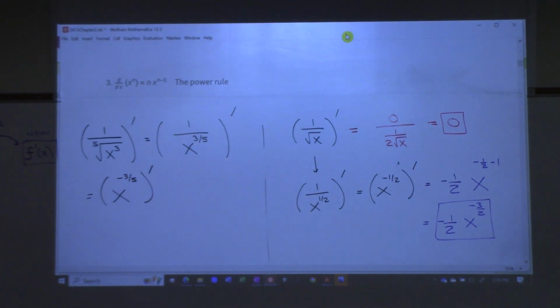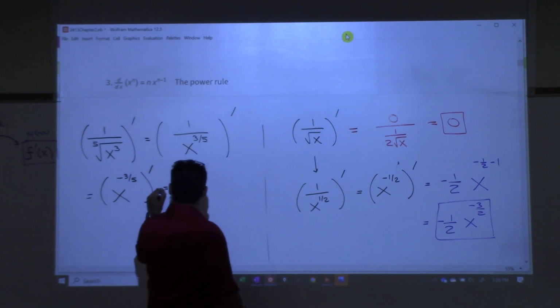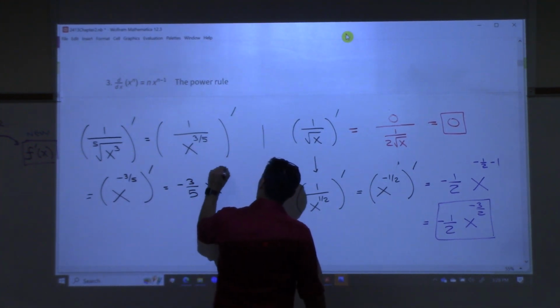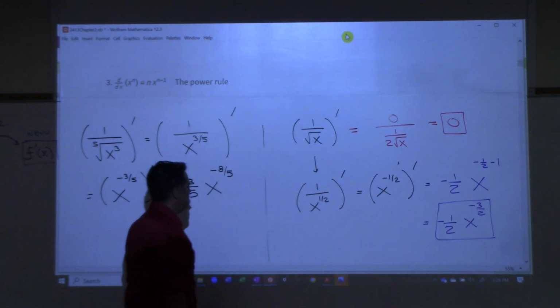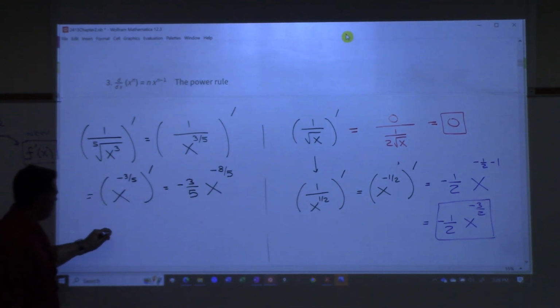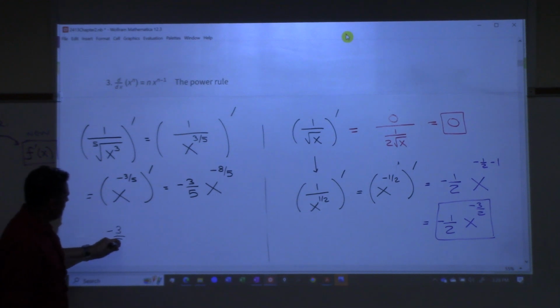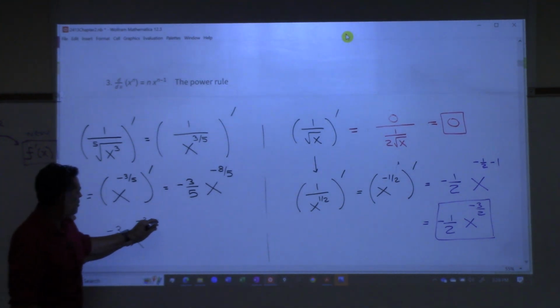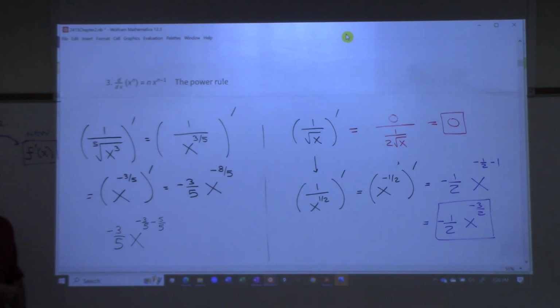Yes? You got it? You got the answer? Okay, everyone caught up though? Yes. Go ahead. Negative 3/5 x to the power of negative 8 over 5, 8/5. That seems right. You bring the 3/5, negative 3/5 out. I'll do it down here. Negative 3/5 comes out. X to the, now you take negative 3/5 and you subtract 1, right? So you could just right now do 5 over 5 if you want. And that'll give you your negative 8/5.